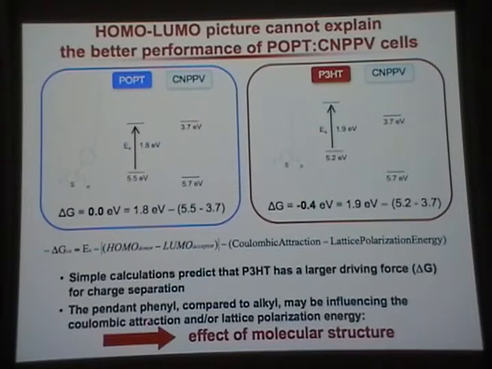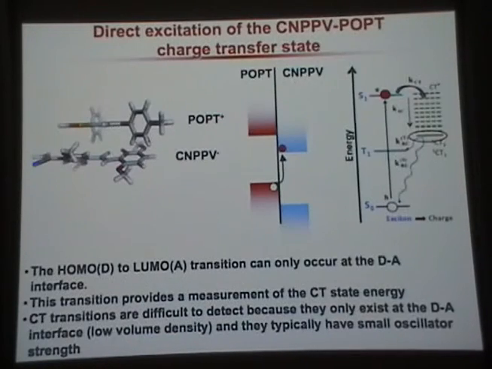The interesting thing here that stuck in my mind, being a newcomer, is that you have a strong effect of the molecular structure. What, to me, would look like a sort of subtle change in molecular structure actually has a pretty large effect on the efficiency of the cell.